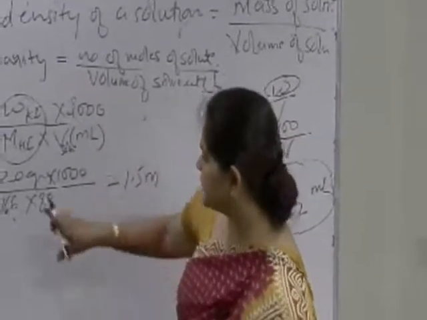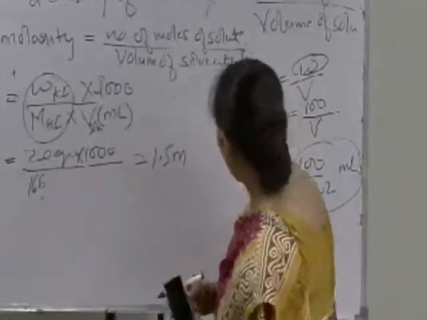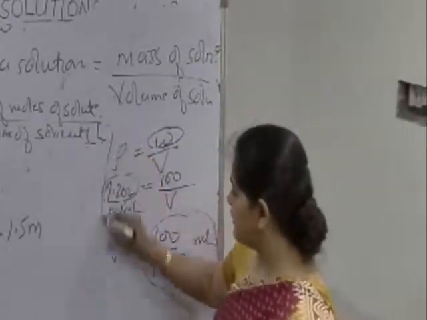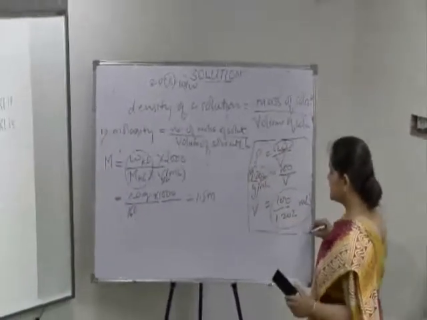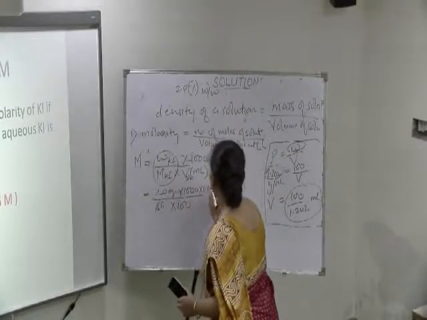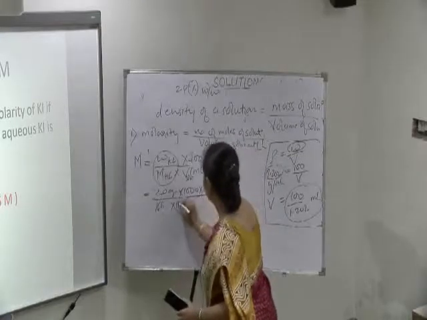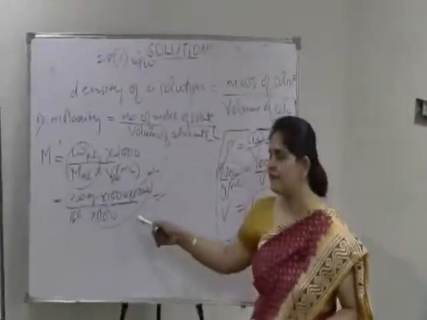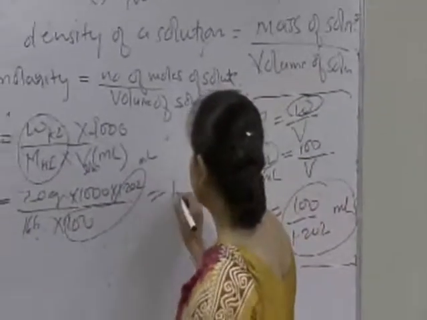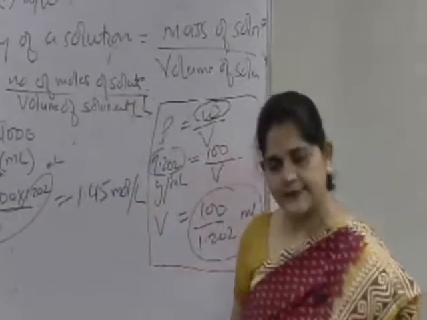Let's substitute the values. This remains the same, 20 upon 166. The only difference is the volume in ml, which you have calculated for the solution by using the density formula. Substitute this value: it is 100 upon 1.202, which is the volume in milliliters. So you divide by 1000 to calculate per liter. When you calculate this, you get the value as 1.45 moles per liter.